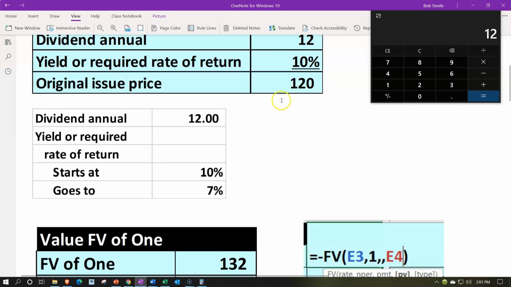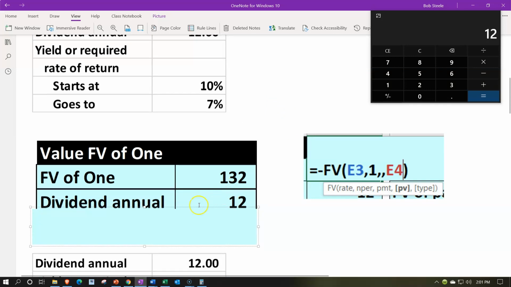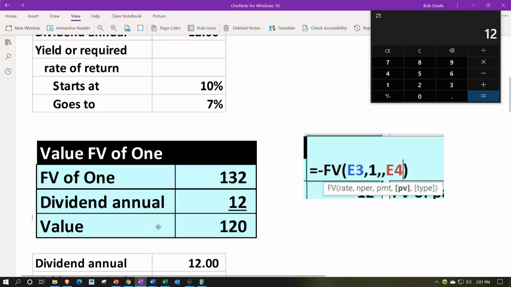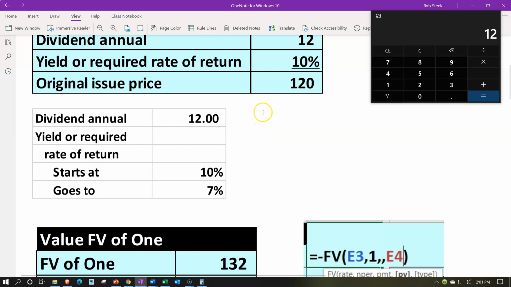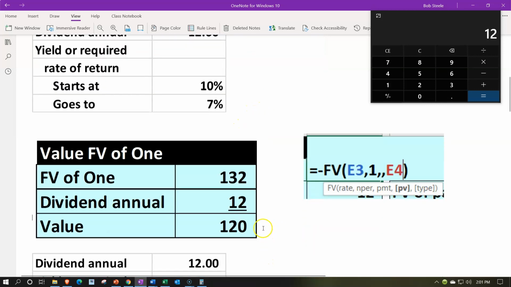In other words, if we paid the 120 and got the 10% return using our future value type of calculation, if we were to take that amount, the 132, where we expect to be a year from now after the dividend, and subtract out the dividend, then that would get us back to the 120. Just to play with our future value and see this in a couple different ways, getting us back to the investment of the 120.